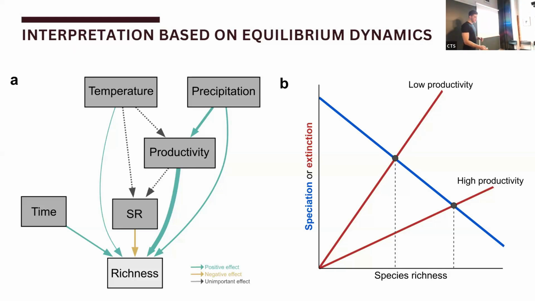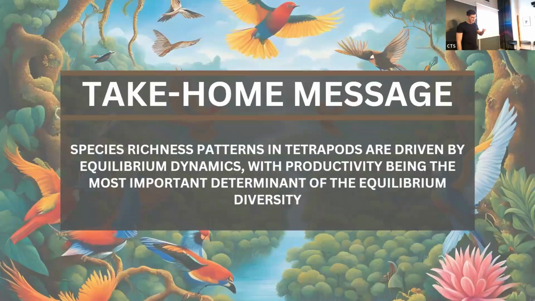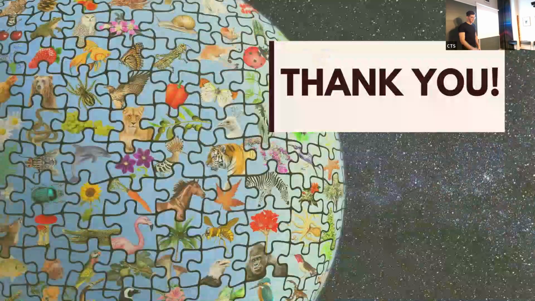But okay, what we are showing is that our results are in line with this equilibrium dynamics scenario, which is much more developed now. A recent paper that Jordan and David published brings more in-depth explorations on how equilibrium theory of biodiversity dynamics could shape biodiversity patterns across scales. The takeaway message is that the species richness patterns across the clades we tested are mostly driven by equilibrium dynamics, with productivity being the most important predictor of this equilibrium, mainly by balancing the turnover, the balance between speciation and extinction. And that's it from my side.